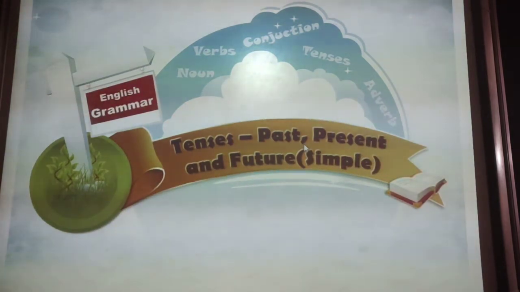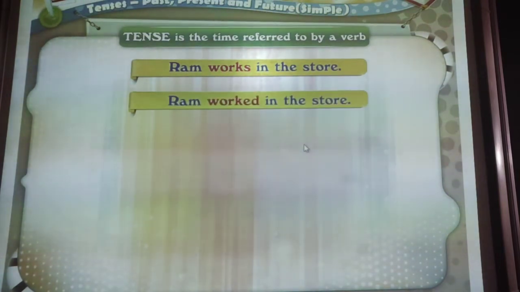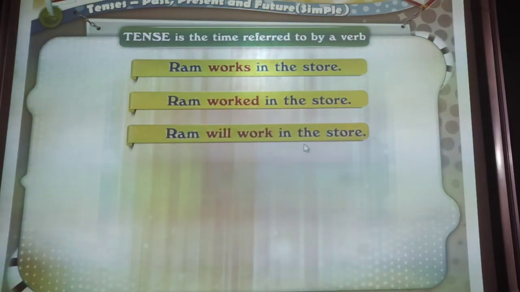Tenses: past, present, and future. Simple. Tense is the time referred to by a verb. Ram works in the store. Ram worked in the store. Ram will work in the store.